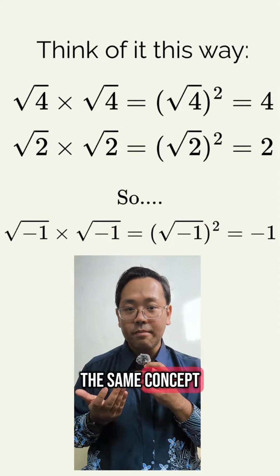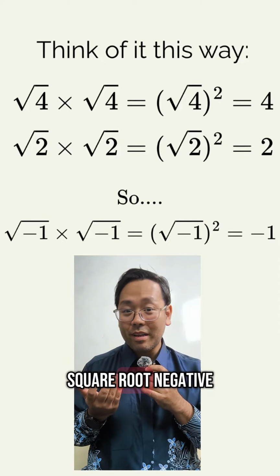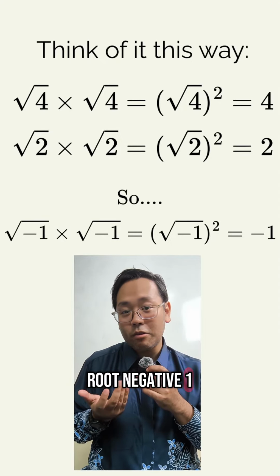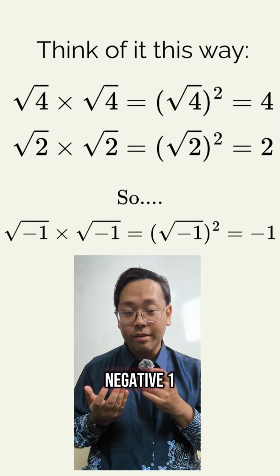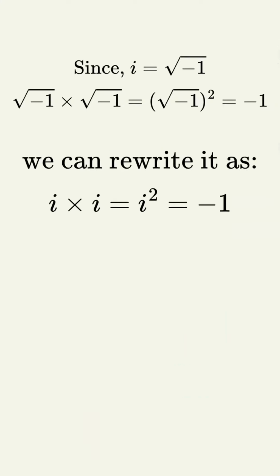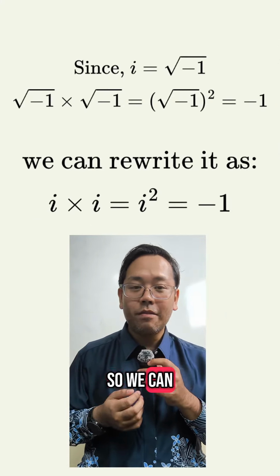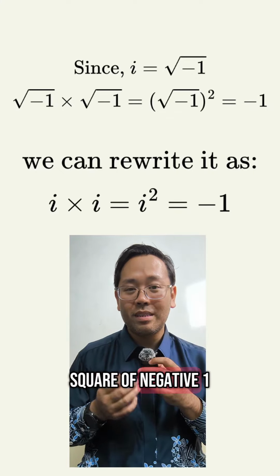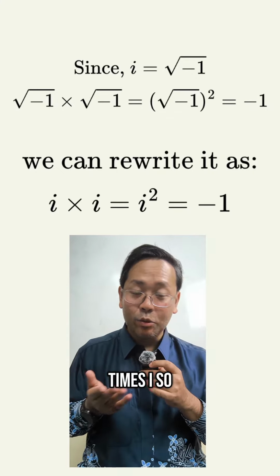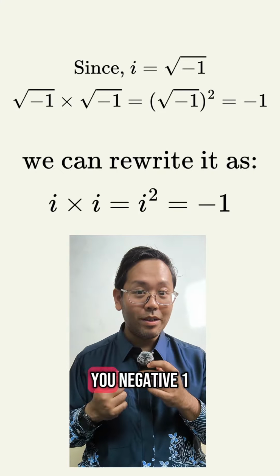So by using the same concept, square root of negative 1 times square root of negative 1, or simply the square of the square root of negative 1, I will get back negative 1. Since we have defined that i is equal to the square root of negative 1, we can define the square root of negative 1 times the square root of negative 1 simply as i times i. So i squared gives you negative 1.